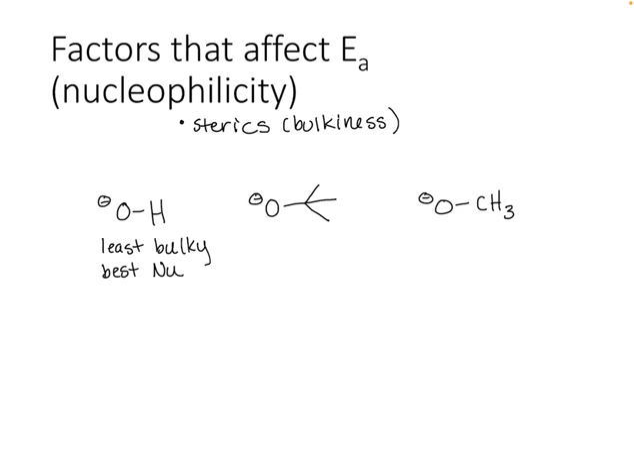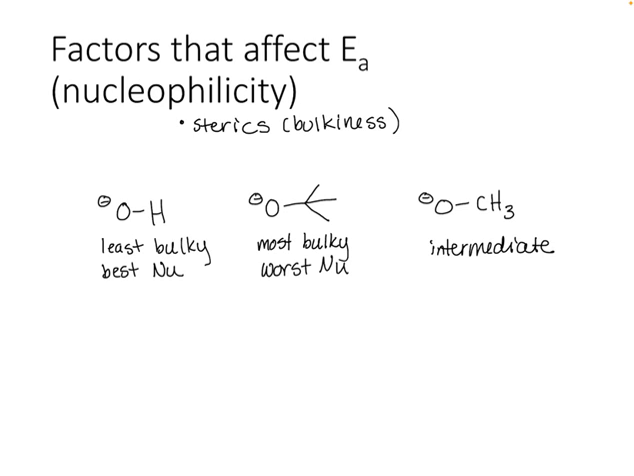Now, comparing the other two nucleophiles, which one is the worst nucleophile? The one in the middle, because that is the most bulky nucleophile. And then the one on the right is intermediate. So it's not as good as the hydroxide ion, but it's not as bad as the bulkiest nucleophile.